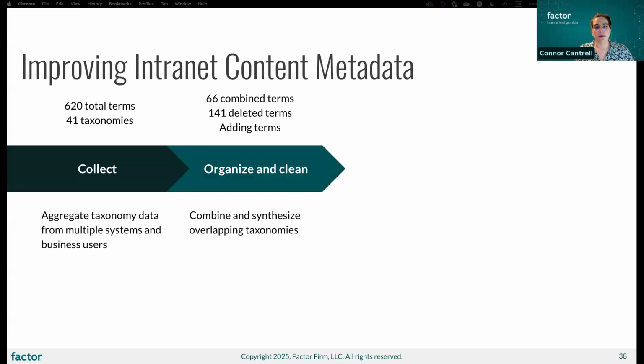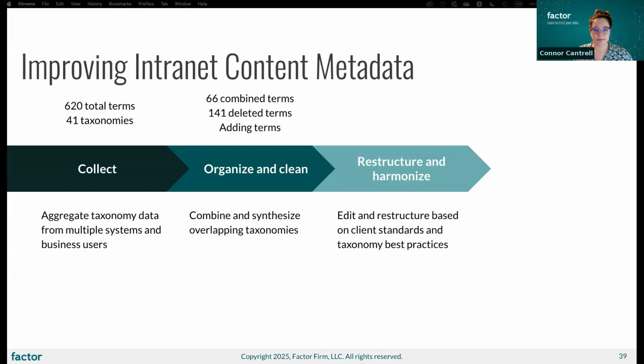So we move on to the next phase where we evaluate the terms and decided how to remix the taxonomies. This involved combining semantically similar terms, adding new terms to enrich the tagging and search experience, and deleting terms that no longer serve the business needs.